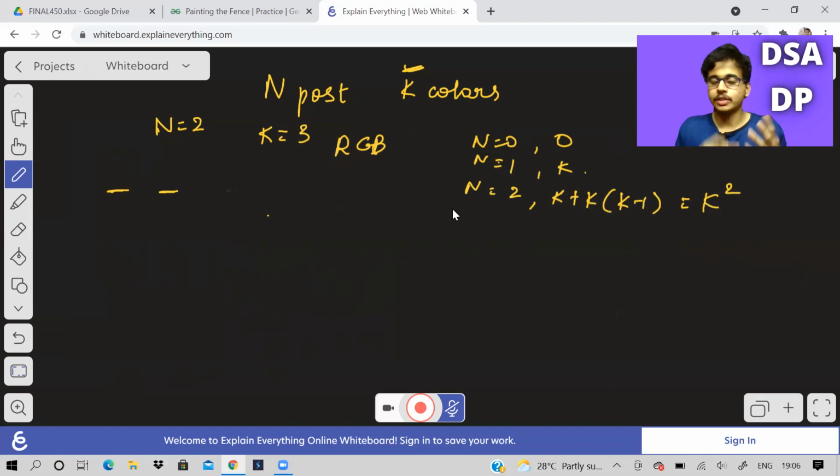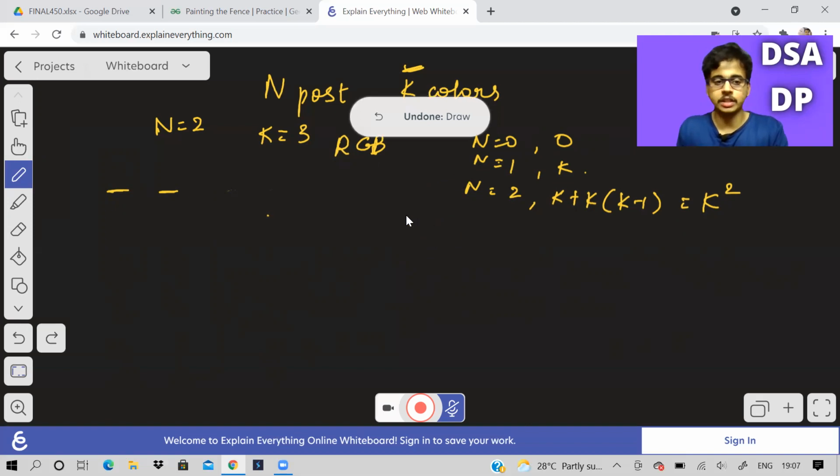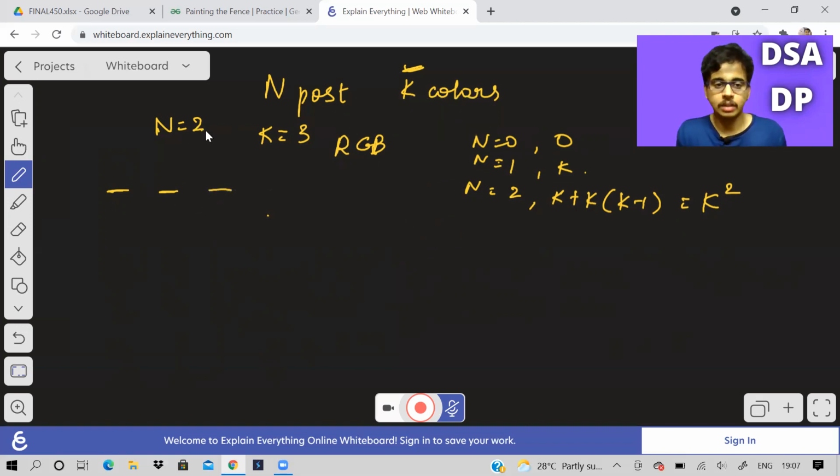So what am I trying to do? See, something like the Fibonacci series, the value for n equal to 3 should depend on the previous two values. So some kind of intuitive thought you should get. But let us verify, let us not just talk in the air. Now suppose n is equal to 3, K is equal to 3 only, 3 colors R, G, B. Again, let us take the two cases. What are the two cases? This is the first post, this is the second post, this is the third post.